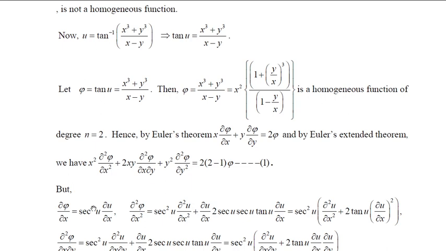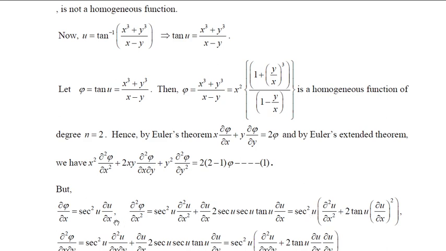Now forget the power, because we need to apply the chain rule. Now remaining is secant u. What is the derivative of secant u? Secant u into tan u. Now forget secant. What is remaining? U. What is the derivative of u? ∂u/∂x. But remember, in these two, secant square is common. So secant square u comes out, and this much will remain.